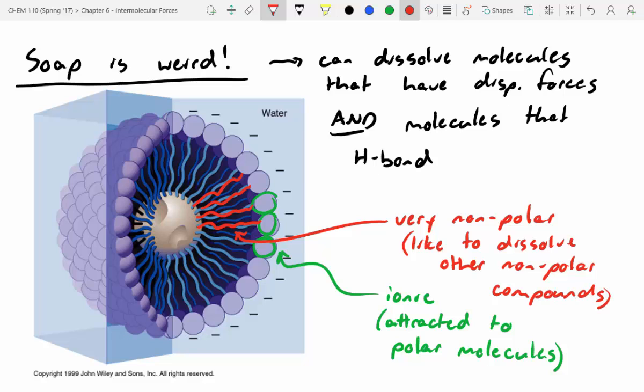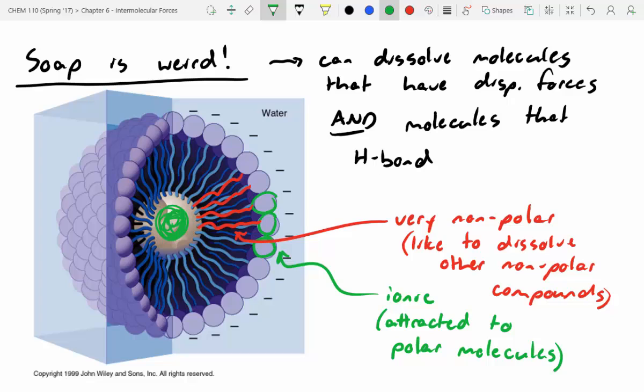So if we look at the center here, we've got this globby area. That's an oil droplet that's being attracted to the tails that are also nonpolar. So the oil is attracted to the nonpolar tails, but the head groups are ionic and they like to be close to the water. This allows us to encapsulate oil particles and get them off of your hands or your dishes or wherever. So this is a unique case. It's called amphiphilic, meaning it will dissolve more than one type of compound.